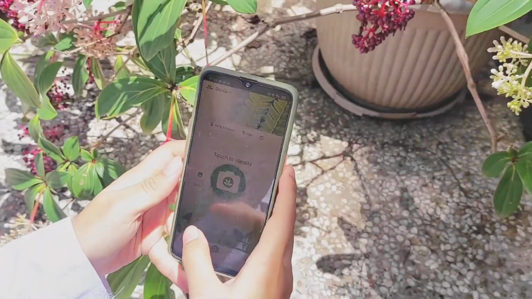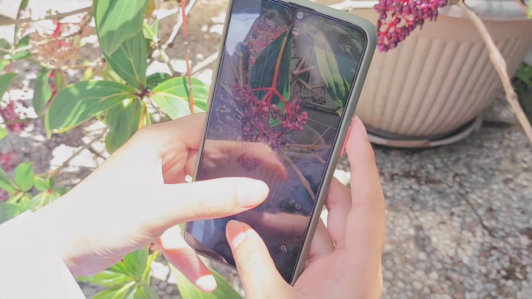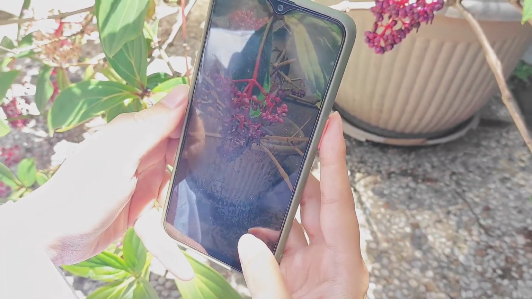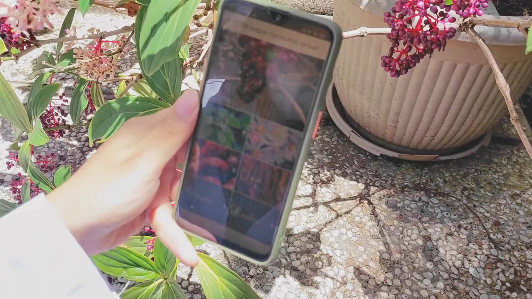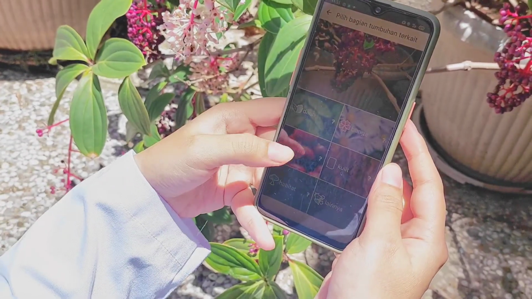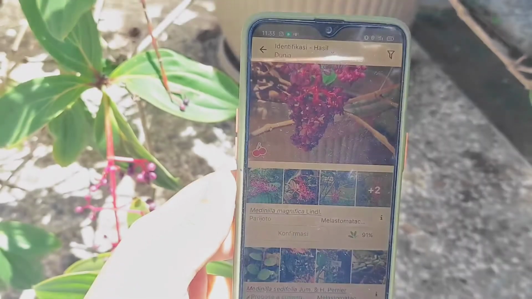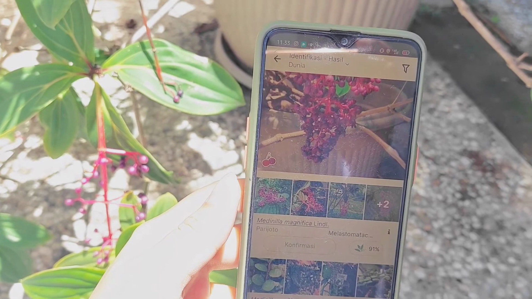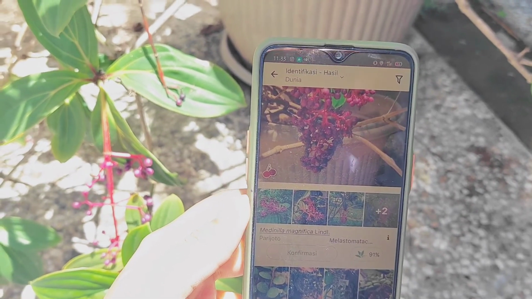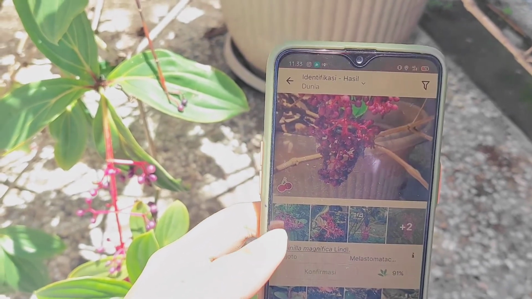So now I know that this plant is part of an orchid. I'm gonna try to take a picture of the fruit. Okay. Right now I'm gonna wait until it's identified, and we're gonna search for the fruit. On the first one, we can find out that this plant has the scientific name of Medinilla magnifica Lindl.